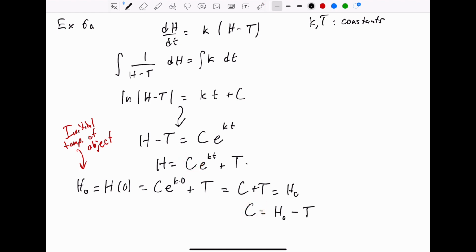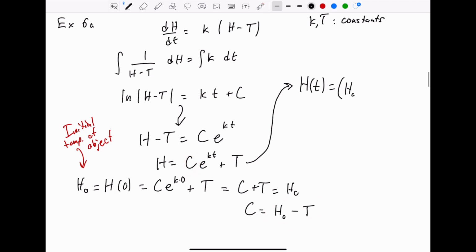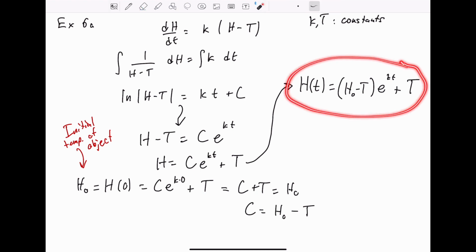So I can write this H function using that value for C. The temperature of the object, and now I'll write the temperature as a function of time. The temperature of the object at any time t is C. Now we replace C with H sub 0 minus T. So it's H sub 0 minus T times e to the kt plus the temperature of the surroundings. Here is the solution to Newton's law of heating and cooling, and we could find that using separation of variables.